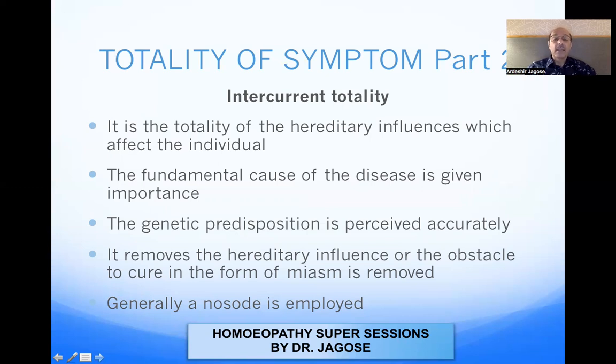So basically, and generally, it is a nosode which is employed. So in an intercurrent totality, we have to see what are the hereditary influences, what is the fundamental cause from the family history of the patient. And then generally a nosode is employed, which will remove the obstacle or remove the hereditary influence in the form of the miasm. So basically, we are tackling here the fundamental miasm of the disease.